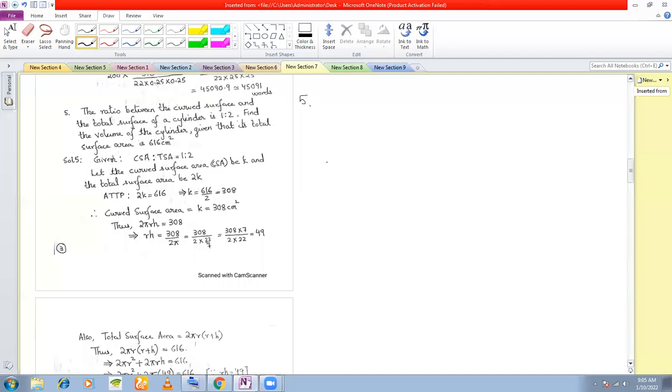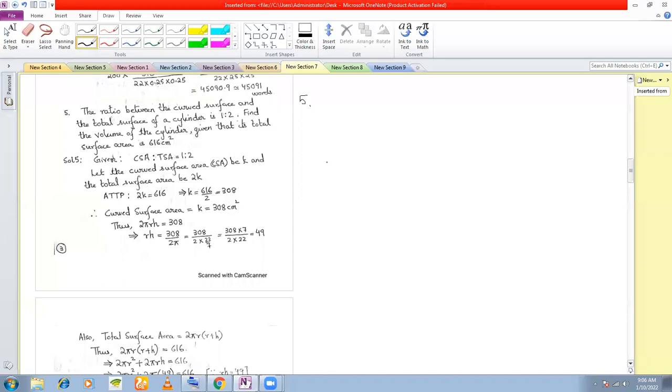Now, if you read this question here, it states that the ratio between the curved surface and the total surface of a cylinder is 1:2. Okay. So the ratio of the areas, that is ratio of the curved surface area and the total surface area, is given. Question is, find the volume of the cylinder given that its total surface area is 616 centimeter square.